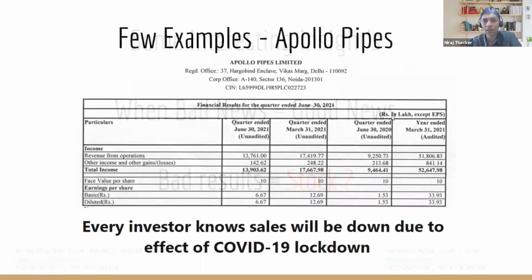I'll give you one example, because we have recommended this stock and we are still holding it. It's one of our high conviction stocks, Apollo Pipes. On the June quarter result, sales have come down from 174 crores to 137 crores. Earnings have almost halved. Every investor knows sales will be down due to the effect of the COVID-19 lockdown. Everyone knows before the result that earnings will come down, and here it is down by almost 50%. From 12.69, EPS has come down to 6.67. What happened?